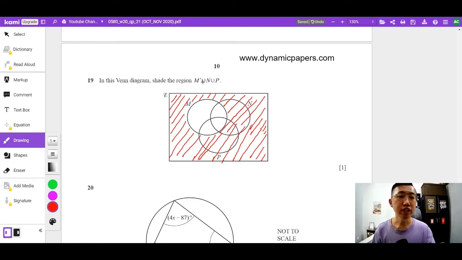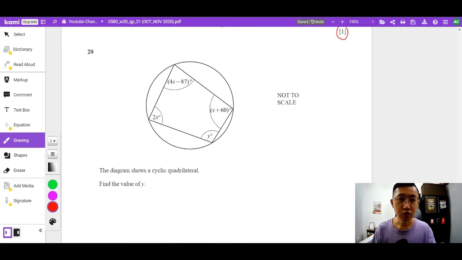Now union, you have to shade N now. So circle N, you will have to shade the whole thing, because union means include. Done. Next, union P, that means P also you will need to shade the circle P. Done. So the only unshaded region is just this part, and that is the answer for question 19. Easy. So let's go to question 20.